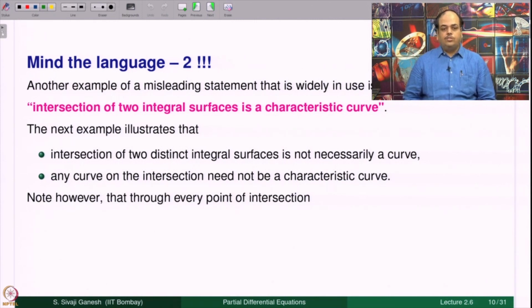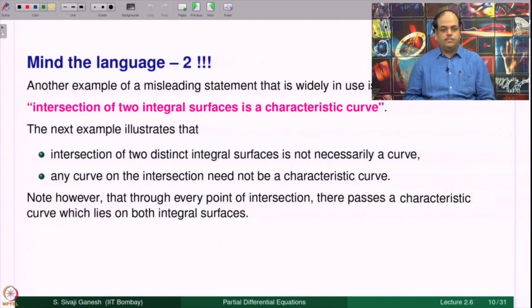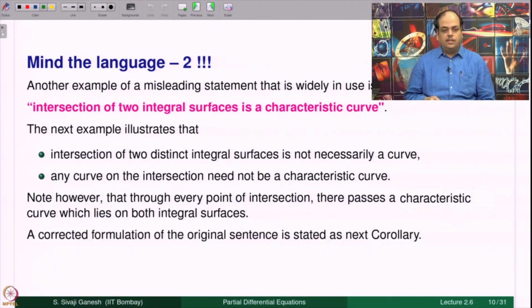Note however, that through every point of intersection there passes a characteristic curve which lies on both integral surfaces. So, a corrected formulation of the original sentence is stated as the next corollary. So, intersection of two integral surfaces is a characteristic curve. This is not precise, it is not correct as we usually understand this.